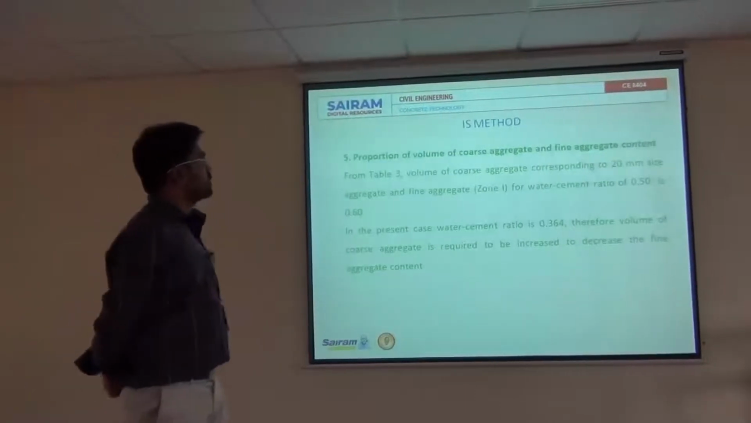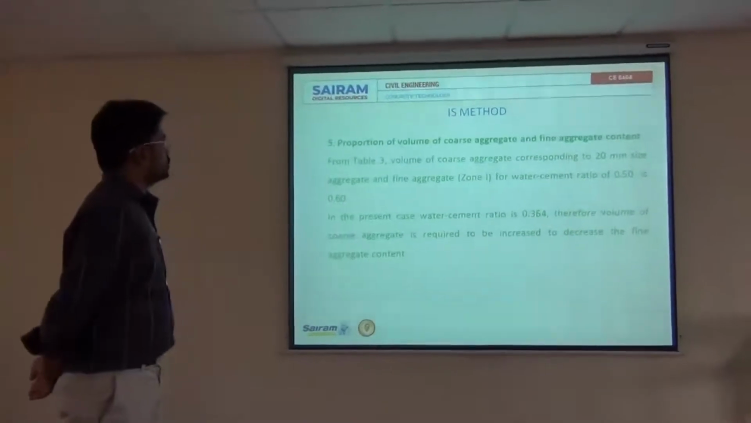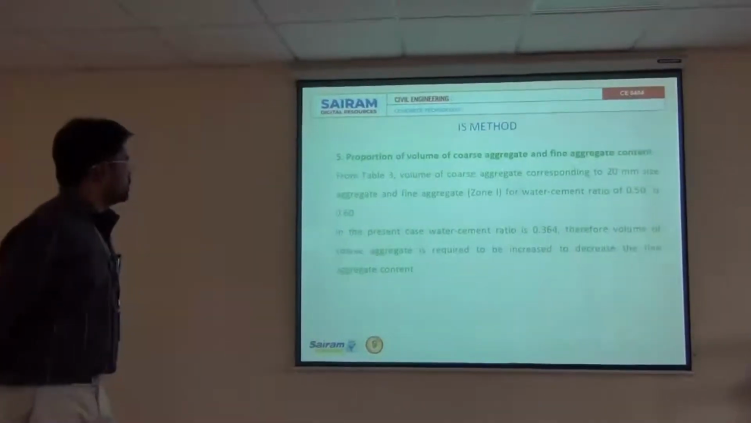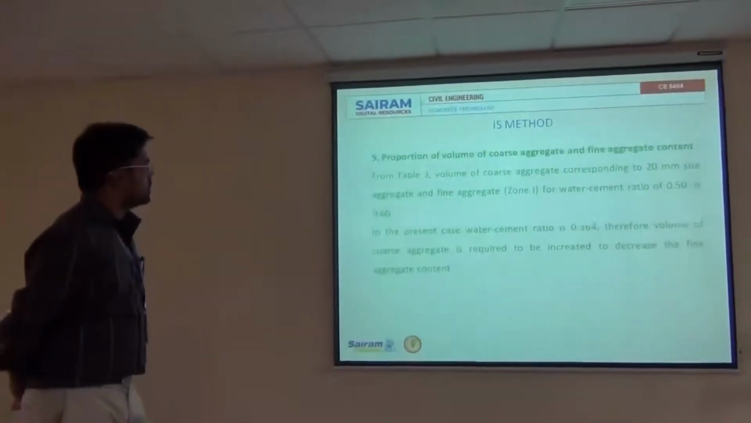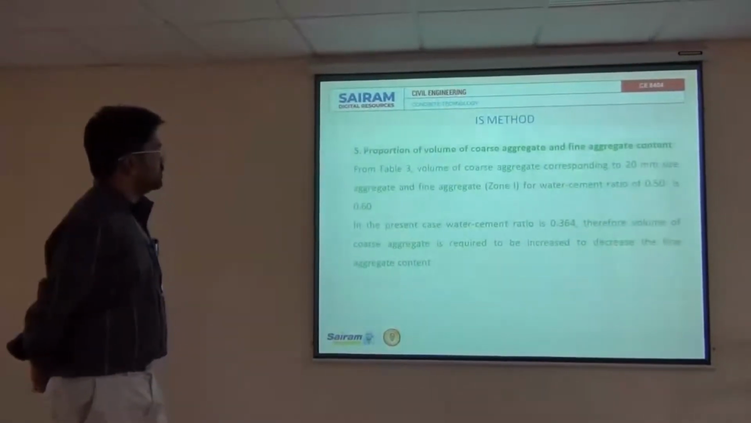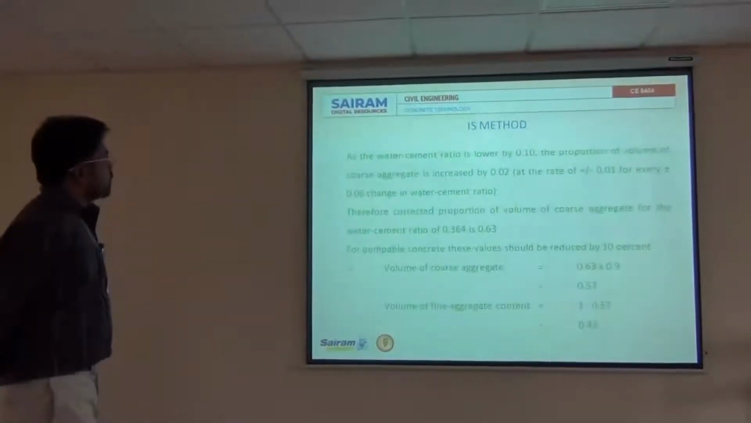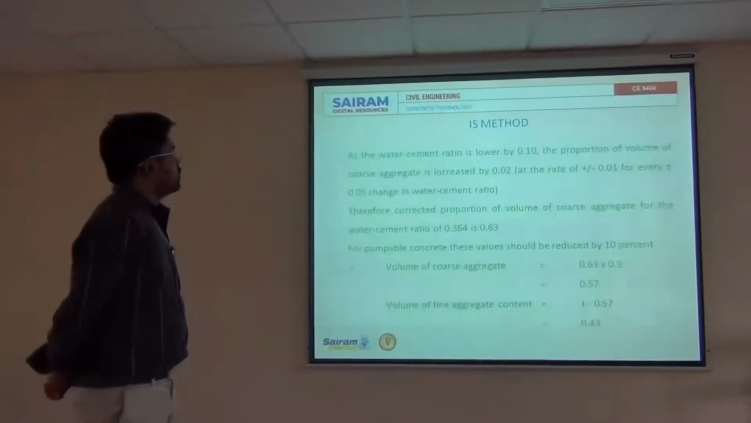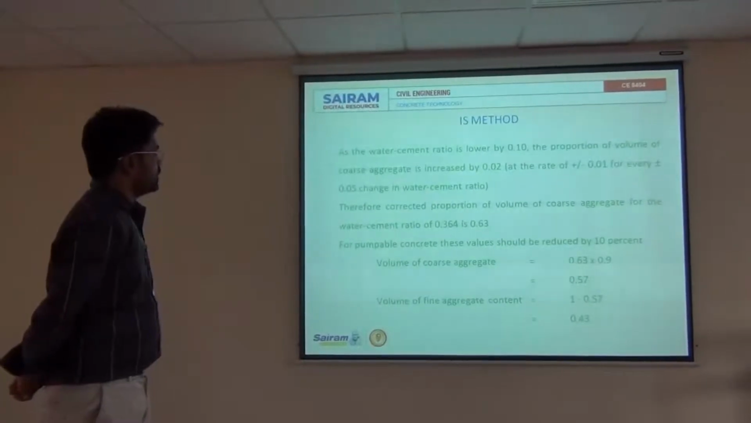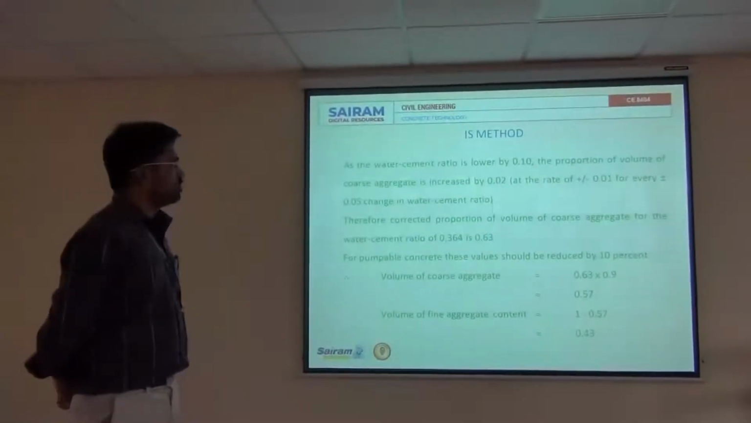Then the proportion of coarse aggregate and fine aggregate. In the previous problem it was given as zone 2. Here in this case it is zone 1. For water cement ratio 0.5 it is 0.6. Now in the present case, the water cement ratio is 0.364. So take the difference from 0.5 minus 0.364, and in that proportion you increase the coarse aggregate as well as the fine aggregate content. Taking the difference you get 0.63. Then the volume of coarse aggregate is reduced by 10%, which will be equal to 0.57. The remaining will be the volume of the fine aggregate content.